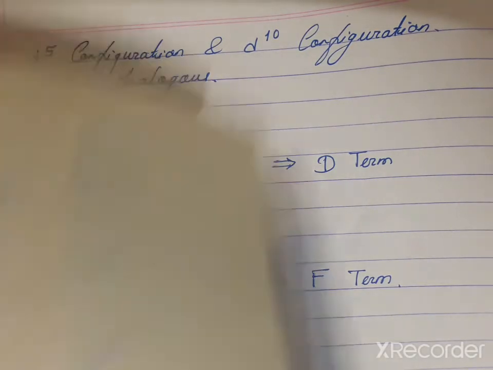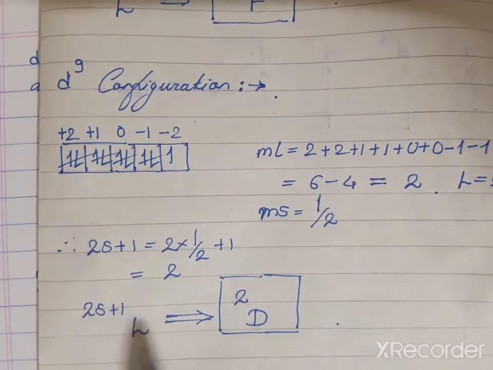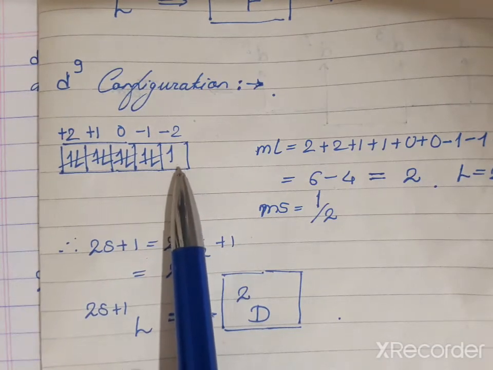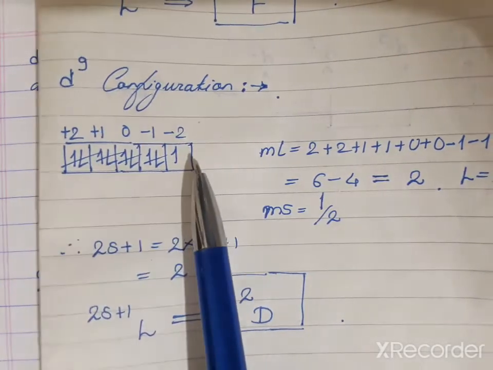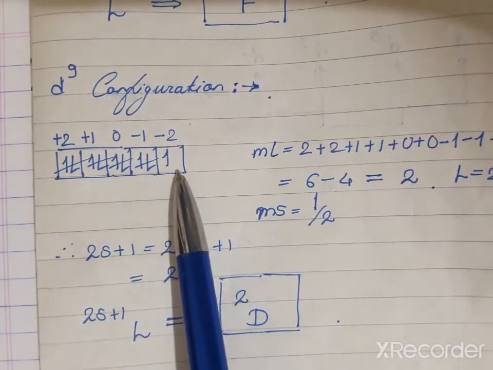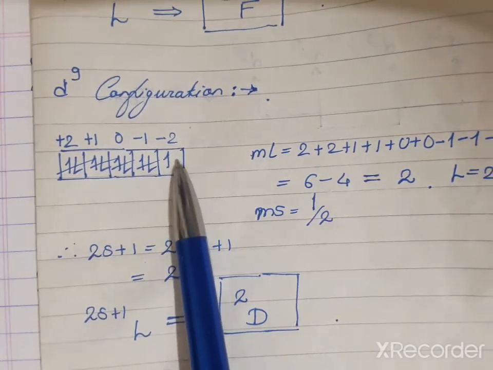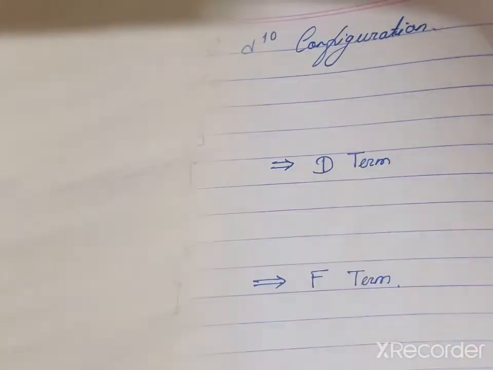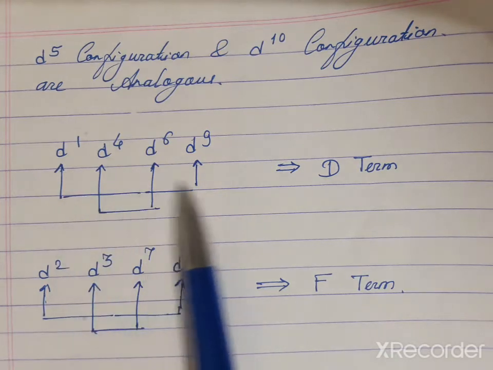In that d9 configuration, this is also doublet D, and this d9 configuration also shows one unpaired electron, like d1 configuration. So there is only one unpaired electron and one hole is there, because there is no other paired electron for this one. That's why there is one hole formation. So these two configurations, d1 and d9, are similar or analogous, and show hole formation.